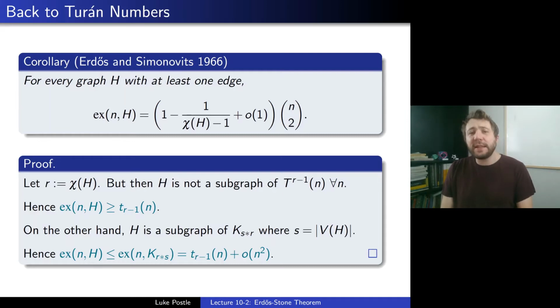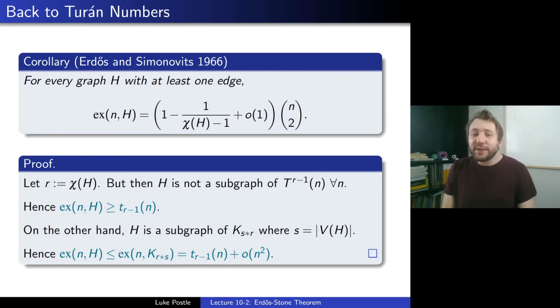So really these K_r^s, these complete multipartite graphs, capture the essence of the chromatic number. And so by proving the Erdos-Stone theorem, even if it doesn't sound like it's about Turan numbers, it's really about Turan numbers of the complete multipartites, but that gives you the Turan numbers of basically all the graphs. Except I should mention, you should notice what happens if H is actually bipartite.